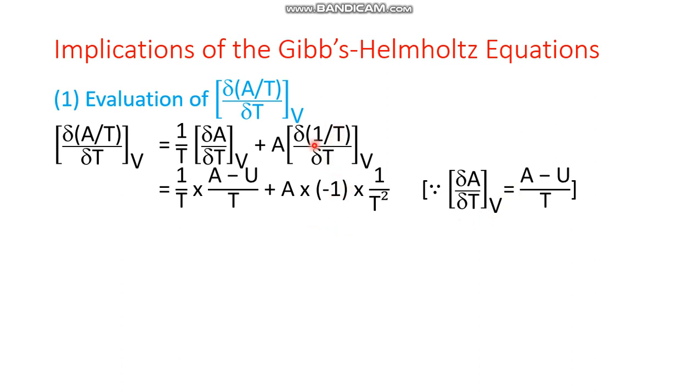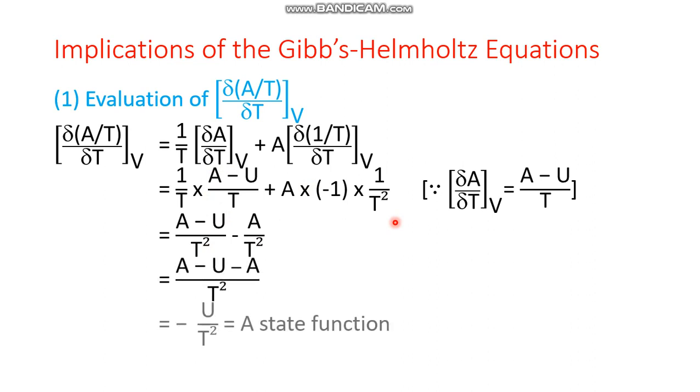And here, simple differentiation. The differentiation of 1 by T with respect to T is what? It is minus 1 by T square. Okay. And the result is (A minus U) by T square minus A by T square. And finally, their combination gives you the result minus U by T square. So definitely both of these are state functions. So minus U by T square is also yet another state function. So this parameter is actually a state function. In the exam, you may be asked to solve whether this is a state function or a path dependent function. So the answer is this is a state function.